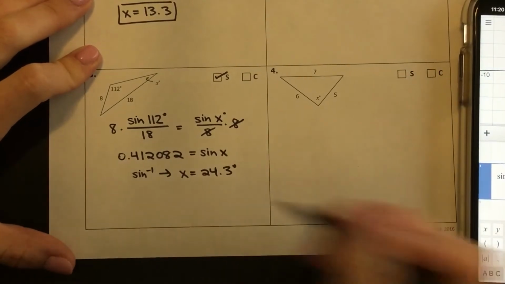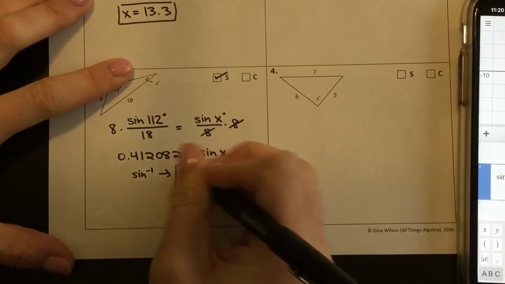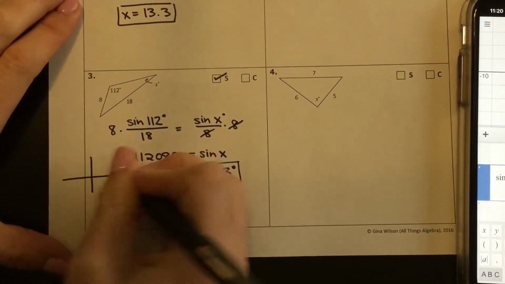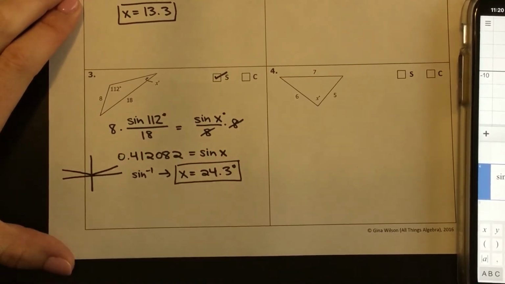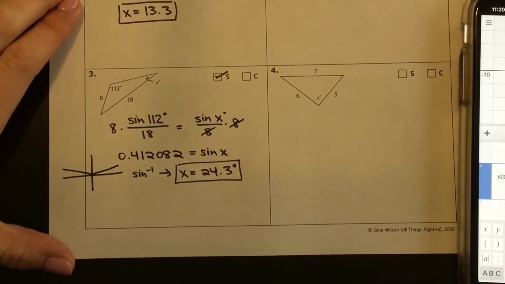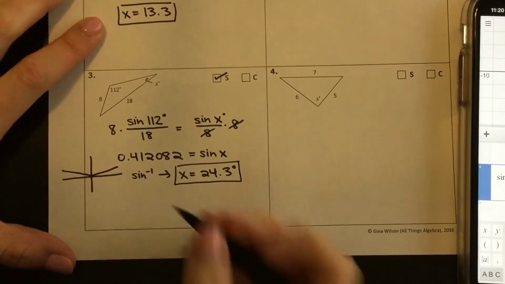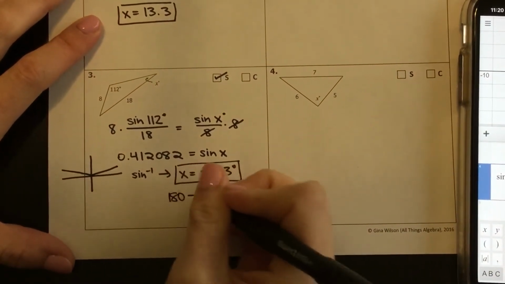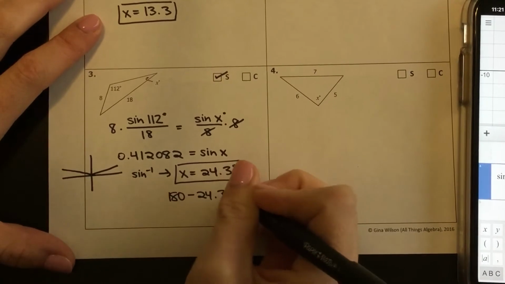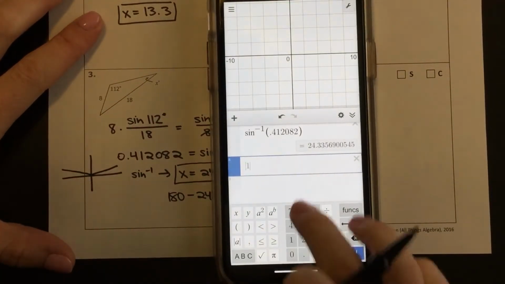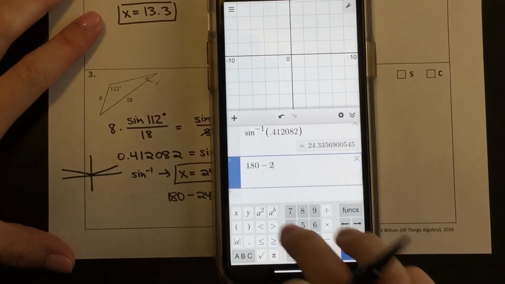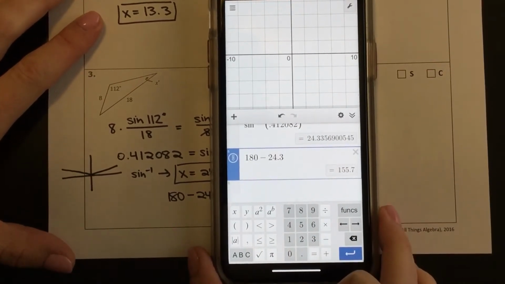So we know that one's going to work. Like that's definitely an answer. But there's a possibility that I might have, so like here's your 24.3, I might also have whatever this angle is because they have the same exact reference angle. They would have the same exact value of sine. It's just the calculator automatically gives you the first quadrant answer. So to find the second quadrant answer, I subtract this from 180, and then I see if it'll work. So 180 minus 24.3 gives me 155.7.